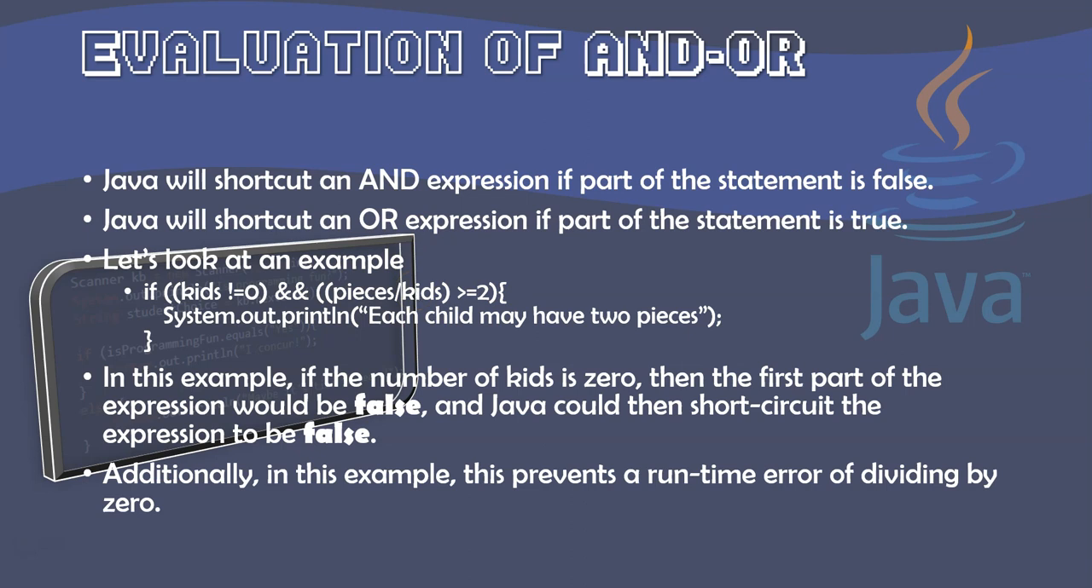Additionally, one of the other things we can do by using short circuit evaluation is exploit this to a degree to prevent a runtime error, divide by 0. Because what if we had 0 kids? Well, this would be dividing by 0, and that's going to give us a divide by 0 error.